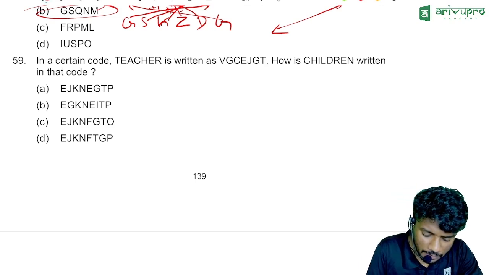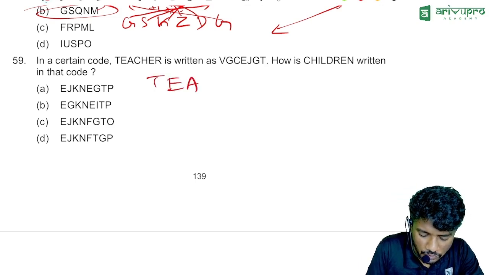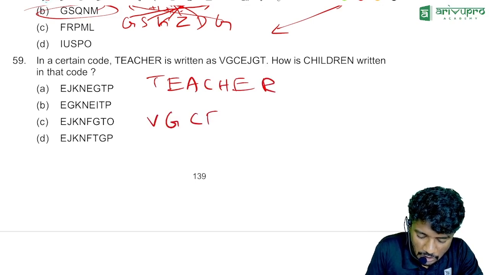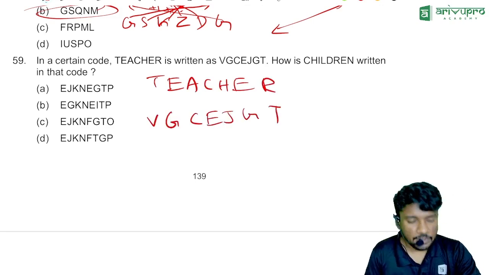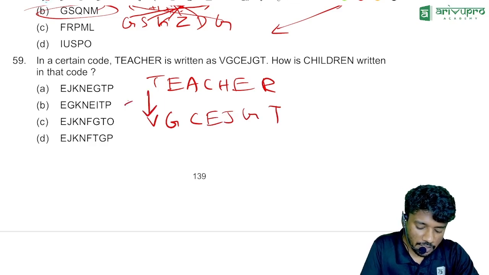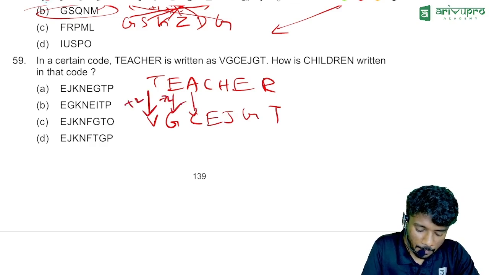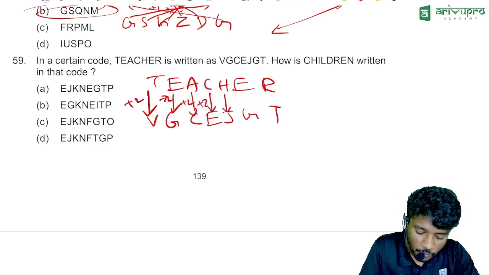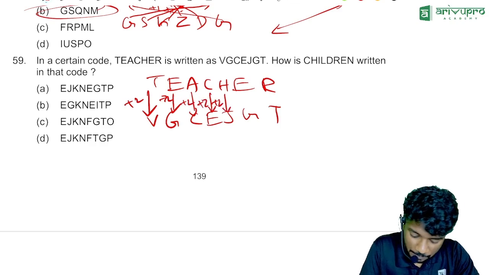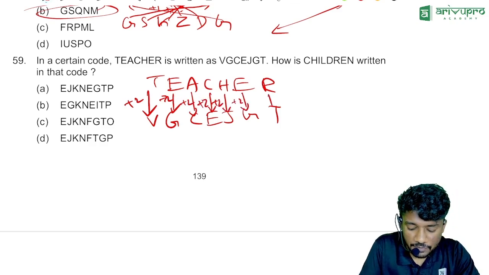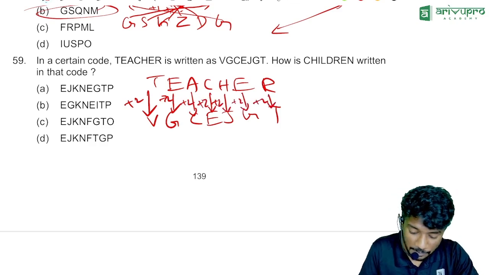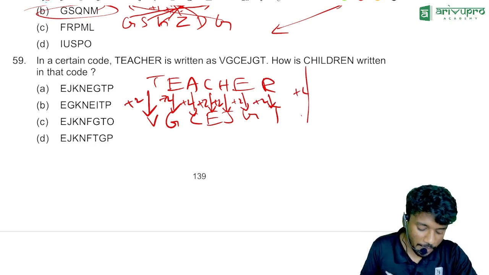In a certain code, teacher, T-E-A-C-H-E-R, is written as V-G-C-E-J-G-T. So T plus how much is V? Plus 2. E-F-G plus 2. A-B-C plus 2. D-E plus 2. H-I-J plus 2. E-F-G plus 2. R-S-T plus 2.